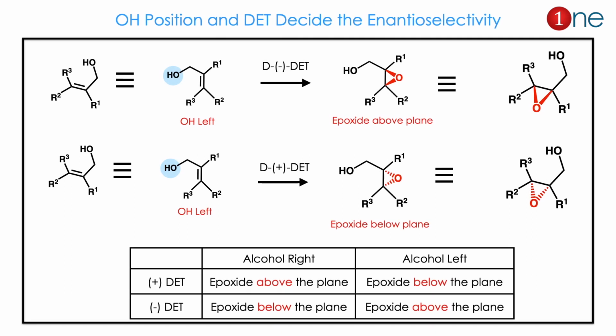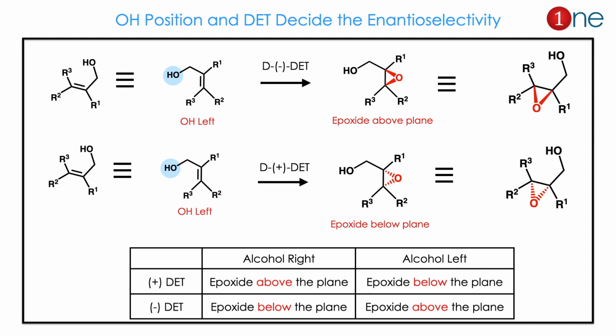Once you find the OH position, then you have to decide the enantiomer selectivity by DET. Here I have given the table. The table suggests that alcohol right plus DET means above the plane epoxide, and alcohol left means below the plane epoxide. It will be vice versa for minus DET: alcohol right means below the plane, and alcohol left means above the plane.